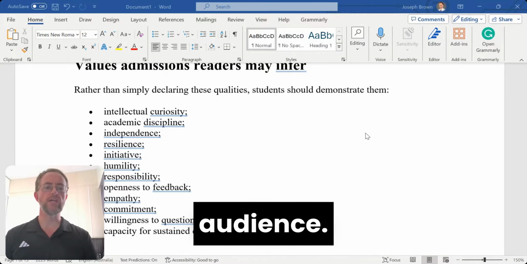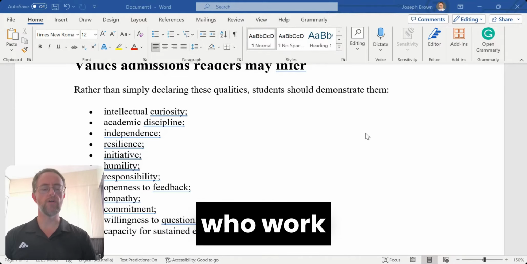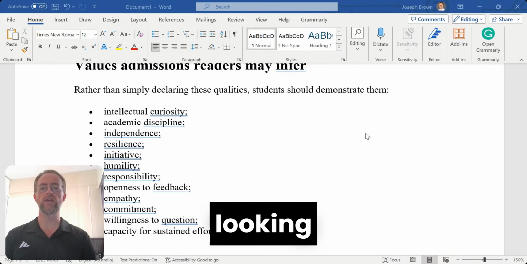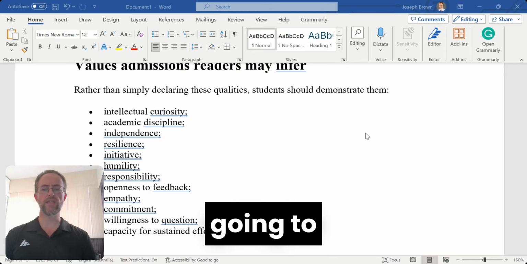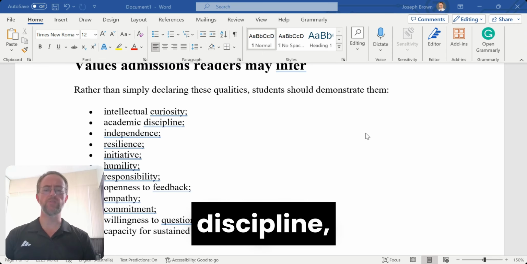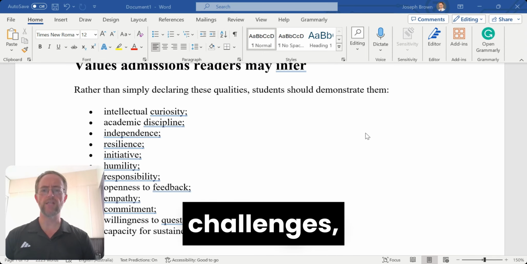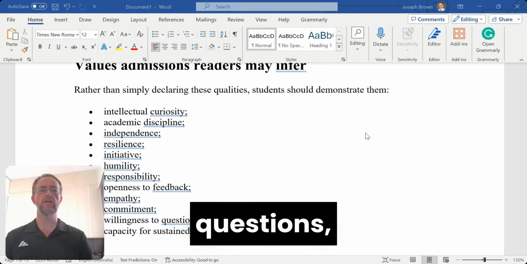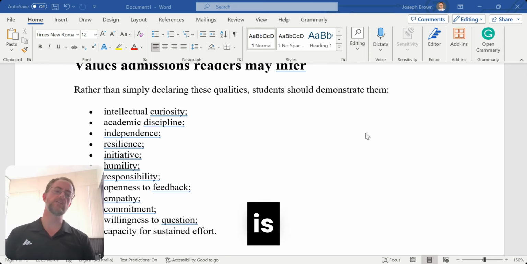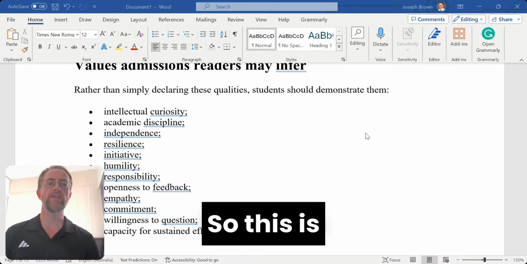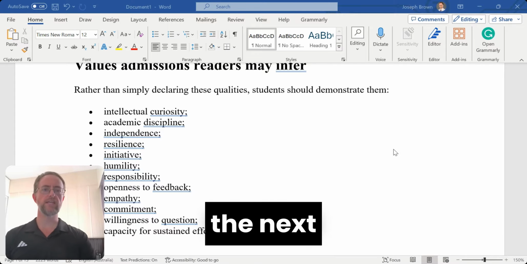We know the audience. The audience is academics who work in a university who are inspired by this kind of work, and they're looking for you to have these kind of values, and that's what's going to get them excited. If they see someone who's got intellectual curiosity, discipline, they're independent, they can go through challenges, and they've got empathy and commitment and a willingness to ask questions, then they're going to get excited that this is somebody that they want to have in their institution. So this is the mindset that you've got to take into the next stages.